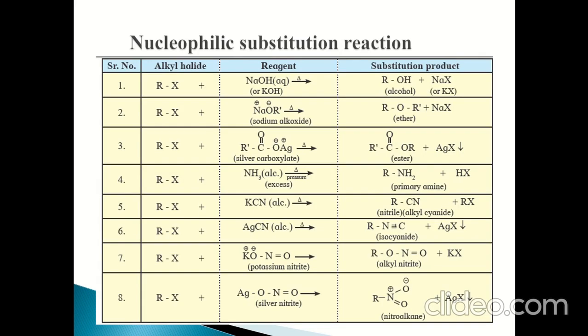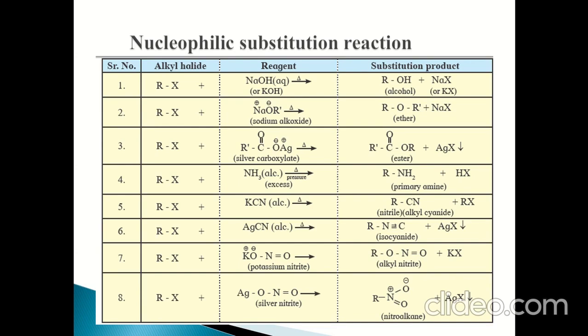Now let us study nucleophilic substitution reaction. When alkyl halide is treated with sodium hydroxide or potassium hydroxide, it forms alcohol. When alkyl halide is treated with sodium alkoxide, it forms ether. Ether is nothing but oxygen present between two different alkyl groups.